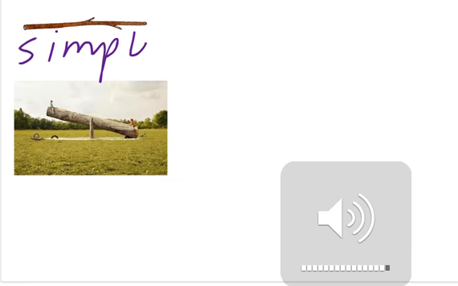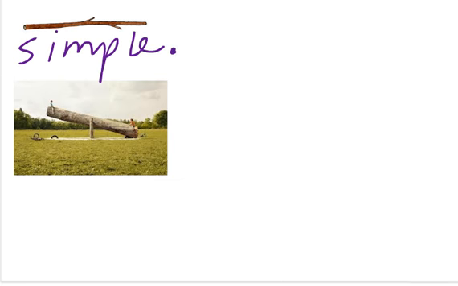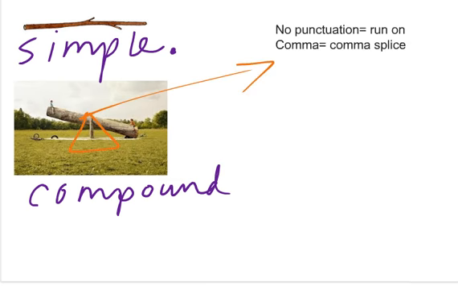In conclusion, a simple sentence is like a stick. Period. A compound sentence is like a seesaw. You need to be sure and balance it properly. If you don't put anything in between the independent clauses on both sides, you have a run-on. And if you put a comma, you have a comma splice.